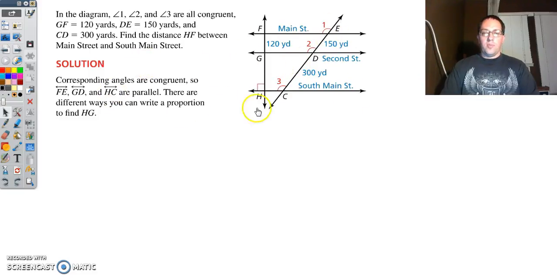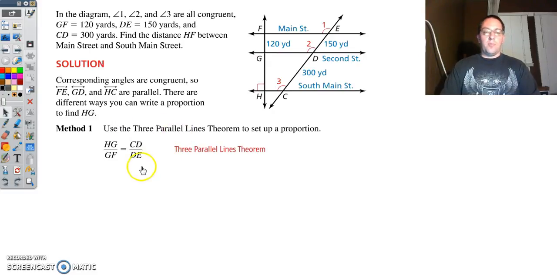So, since we have these 3 parallel lines, we can do this with that 3 parallel lines theorem. So, set up a proportion. This piece, HG to GF, and CD over DE. So we're doing the big one over the little one and the big one over the little one. All right. Plug in our numbers and cross multiply and divide. We end up with 240.